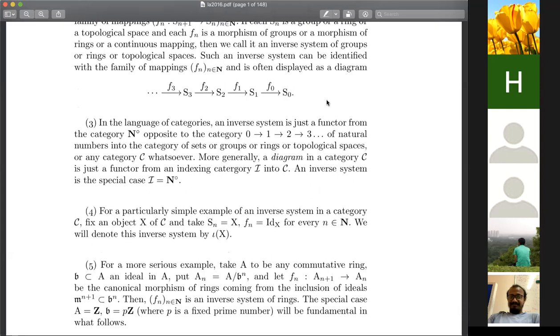That is an inverse system. I mean, it's not a particularly interesting inverse system, but it is an example, just as the empty set is an example of a set and the trivial group is an example of a group. This is an example of an inverse system. Take any object of your category, put that object X in each place, in the 0th place, 1st place, 2nd place, and so on, and take the identity maps between these objects.